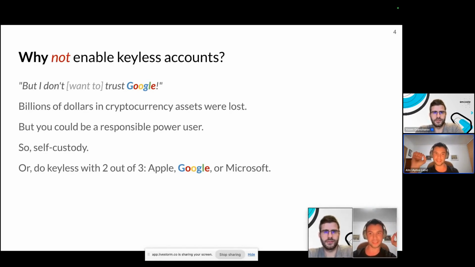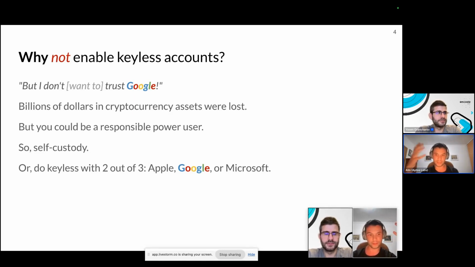What I will say is that there's been billions of dollars in cryptocurrency assets that were lost, and some of those millions of dollars were lost by power users like you and me probably. It could be that you are a responsible power user, but think about that carefully. And if you are self-custody, that's fine. Keyless is not built for you after all. There's power users that should probably not use it.